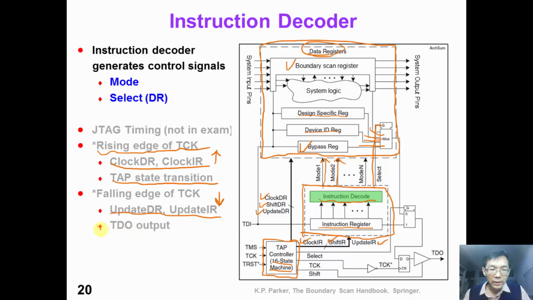Also notice that the TDO output is available after the falling edge of TCK. This is specified by the JTAG standard.